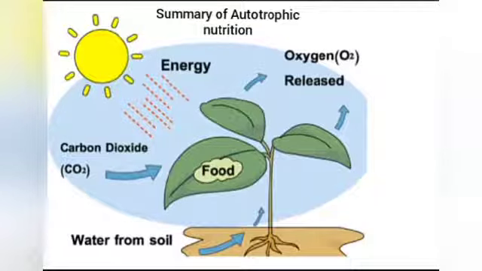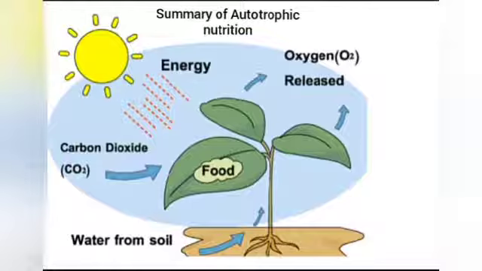So let us summarize this topic of autotrophic nutrition, that is, how plants make their food. By this picture you can summarize this topic, isn't it? You can have a look at how the plants prepare their food for growth, and release oxygen, which is very essential for human beings. We breathe oxygen, isn't it?